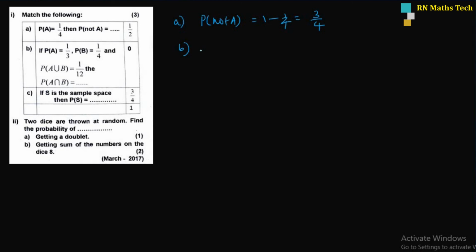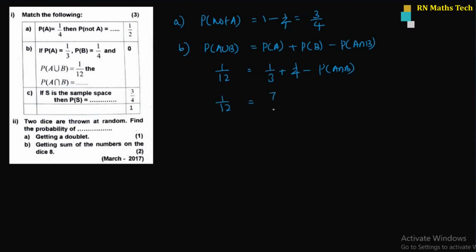B part, P of A, P of B, P of A union B are given. P of A union B is equal to P of A plus P of B minus P of A intersection B. 1 by 12 equal to 1 by 3 plus 1 by 4 minus P of A intersection B. That is 1 by 12 equal to 7 by 12 minus P of A intersection B. So P of A intersection B is equal to 7 by 12 minus 1 by 12, that's equal to 6 by 12, which is equal to 1 by 2.